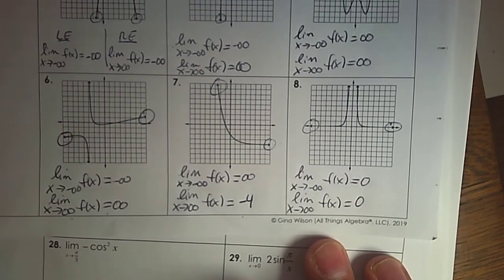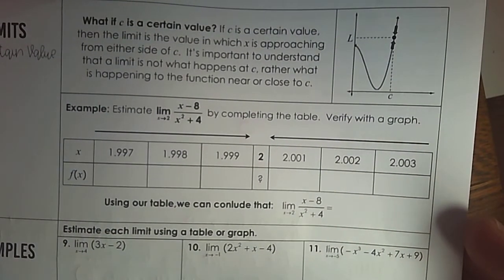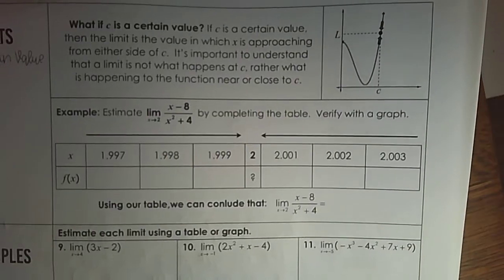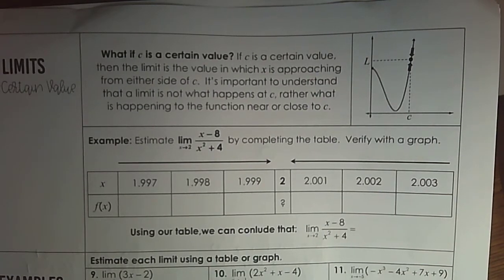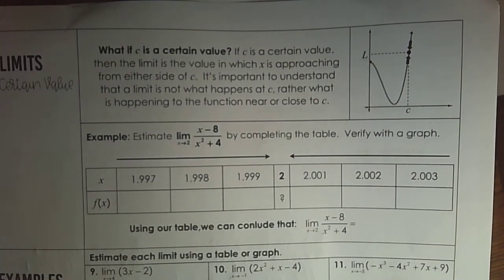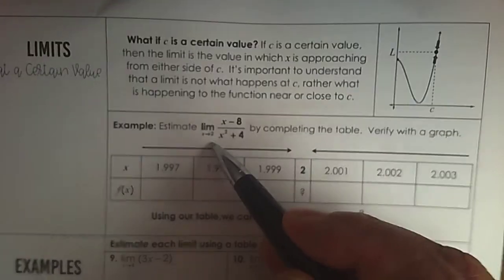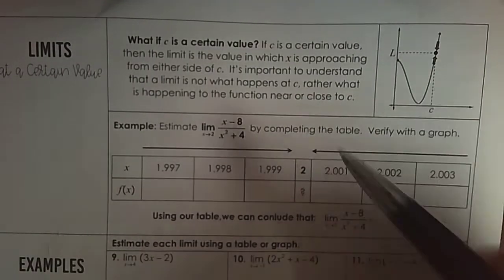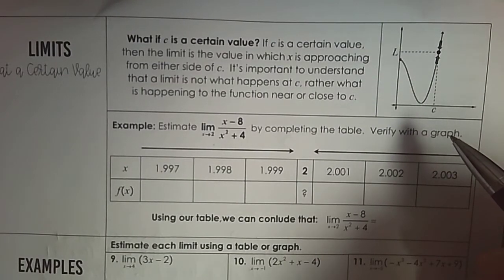All right, turn the page. Now, what if c is a certain value? Then the limit is the value in which x is approaching from either side of c. It's important to understand that a limit is not what happens at c, rather what is happening to the function near or close to c, as it's approaching. So here's an example. What's the limit as x approaches 2 of this function? Complete the table of values and then verify with the graph.